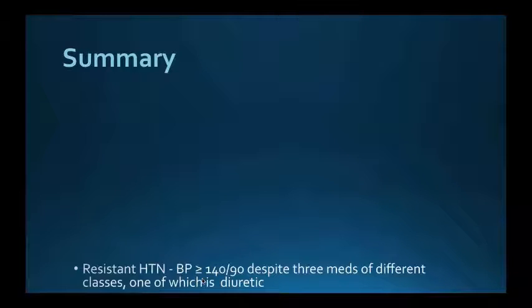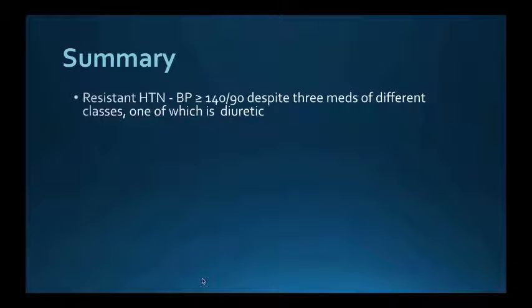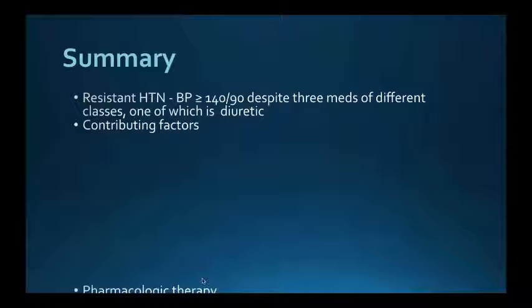In summary, resistant hypertension is defined as a blood pressure of greater than or equal to 140/90 despite the patient being on 3 medications of different classes, one of which is a diuretic. There are various factors that contribute to resistant hypertension, and it's important to identify these since reversal of these factors can help improve blood pressure control.